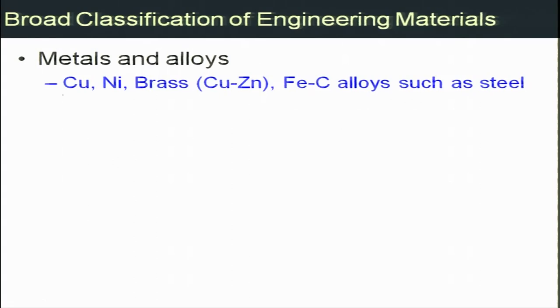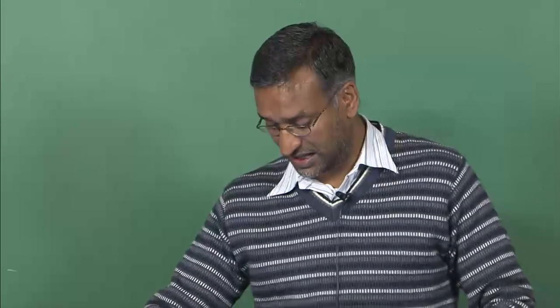So copper is, for example, a metal, nickel, brass, which is an alloy of copper and zinc. You can have iron carbon alloys, which are nothing but steel and cast irons. So anything, copper, nickel, brass, bronze, iron alloys, zirconium, titanium, aluminium, all of them are metals. And you can make alloys of them by mixing them with various elements. And they have very good properties.